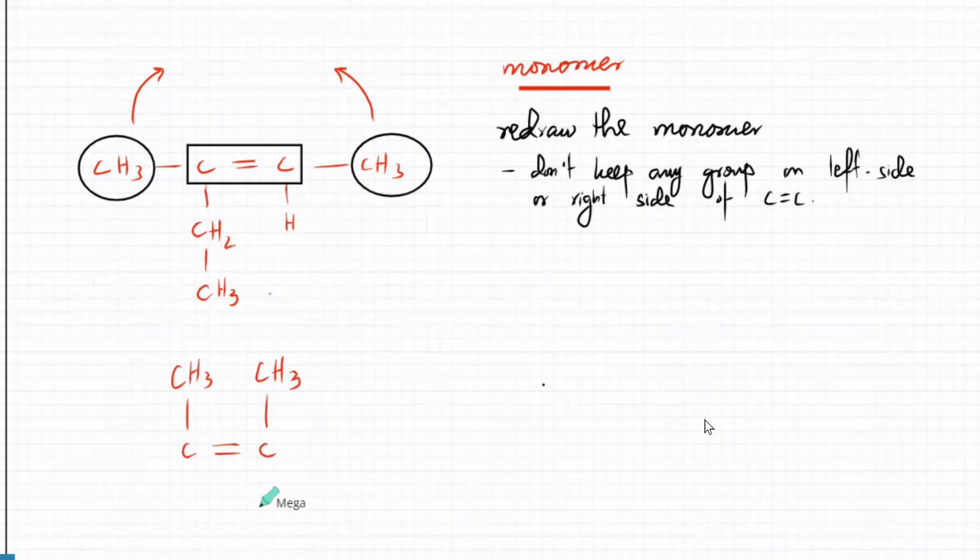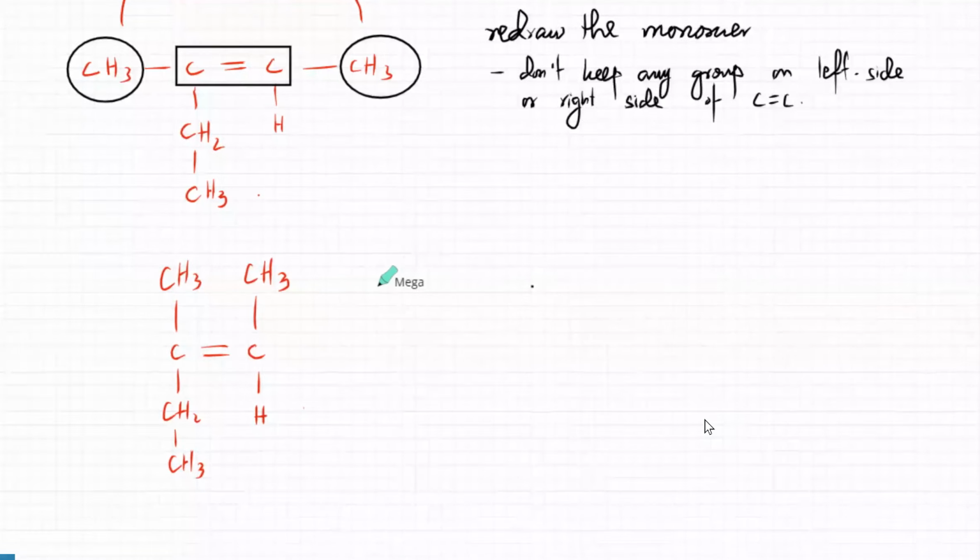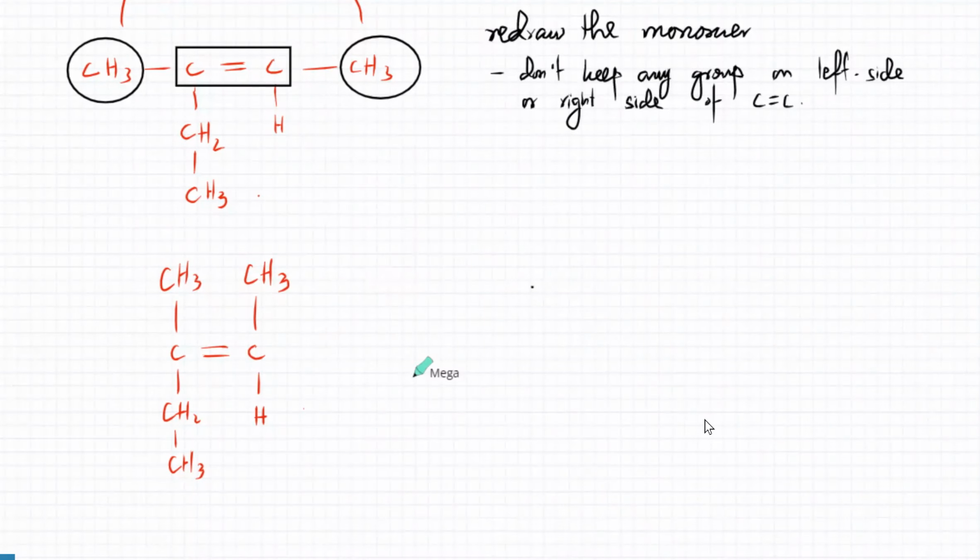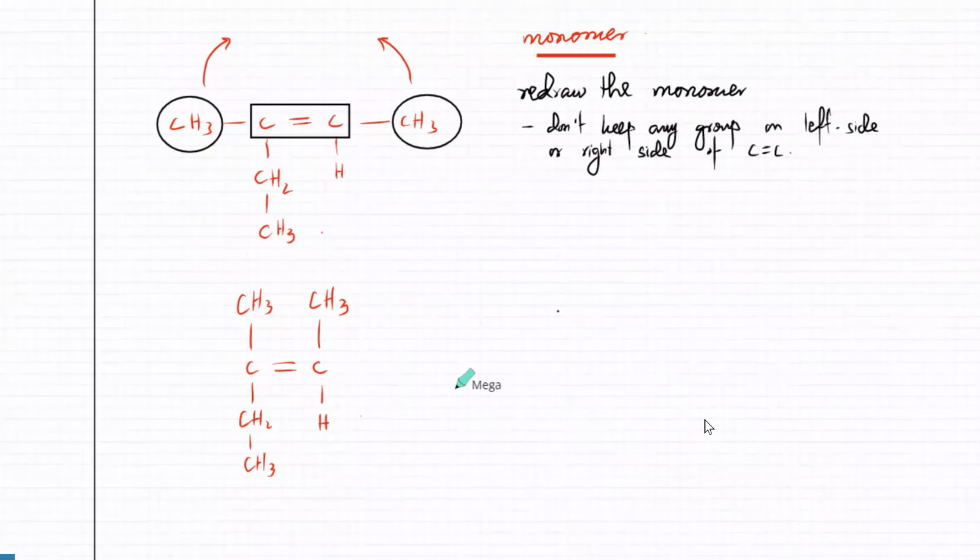What's pointing over here? There's an H at the bottom. And there's a CH2, CH3. So this is all that I have done. I've just redrawn the molecule. Is that clear? No, sir. Can you kindly repeat it?